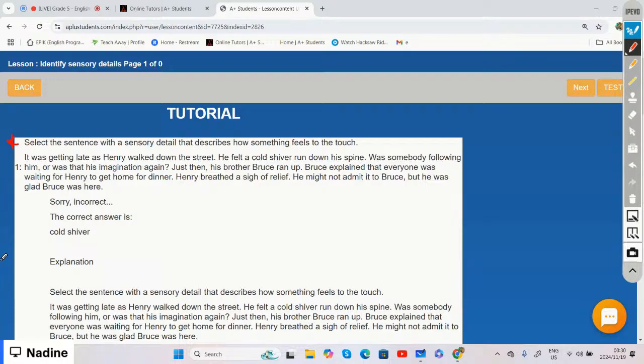It says, it was getting late as Henry walked down the street. He felt a cold shiver run down his spine. Was somebody following him, or was that his imagination again? Just then, his brother Bruce ran up. Bruce explained that everyone was waiting for Henry to get home for dinner. Henry breathed a sigh of relief. He might not admit it to Bruce, but he was glad Bruce was here.